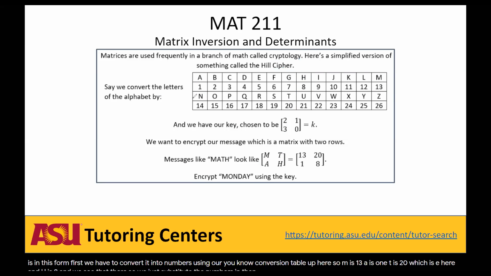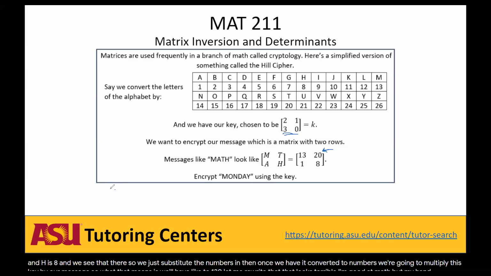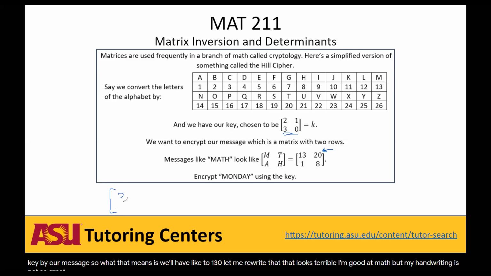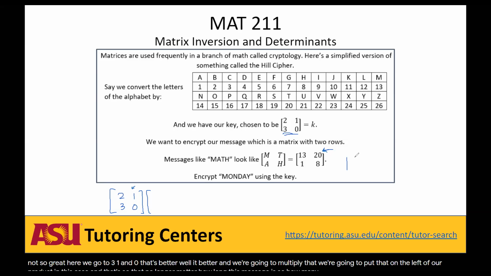Once we have it converted to numbers, we're going to multiply this key by our message. So we'll have 2, 1, 3, 0. Let me rewrite that. I'm good at math, but my handwriting is not so great. Here we go. 2, 3, 1, and 0. We're going to put that on the left of our product, so that no matter how long this message is, how many columns we have, we'll still be able to multiply it by our key.